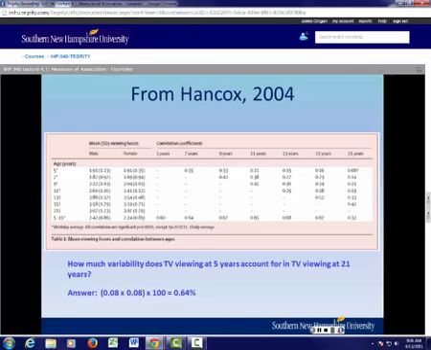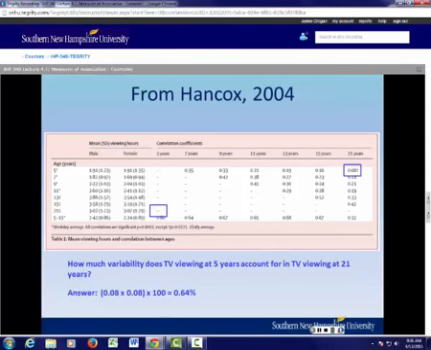But the question is asking for how much variability is accounted for. And for that, you need an R squared. So let's take the R, 0.08, multiply it by itself, and then multiply it by 100, and you get 0.64%. So really, a very small amount of the variability in TV viewing at 21 years can be accounted for by the TV viewing at 5 years. And so these are not very highly related at all.